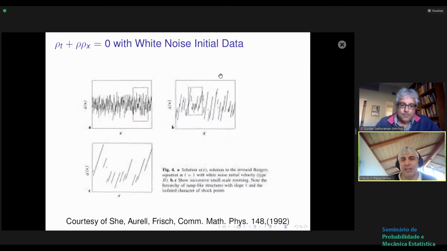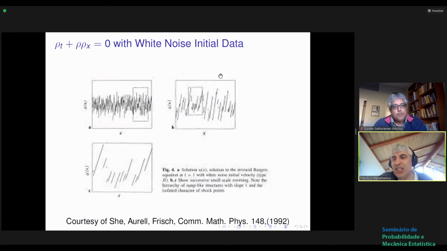Okay, so here, oh boy, the picture is pathetic. I just copy pasted it from a paper. This is a paper of Fisher and Frisch from 1992. This is Burgers' equation starting from white noise.